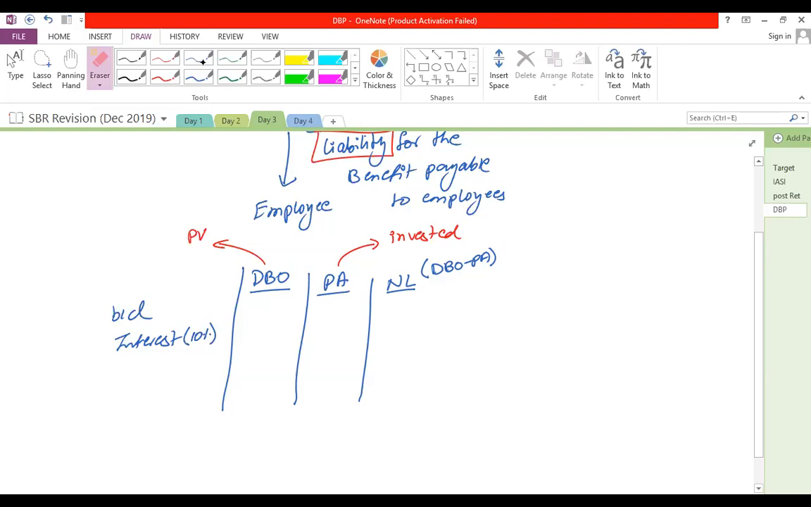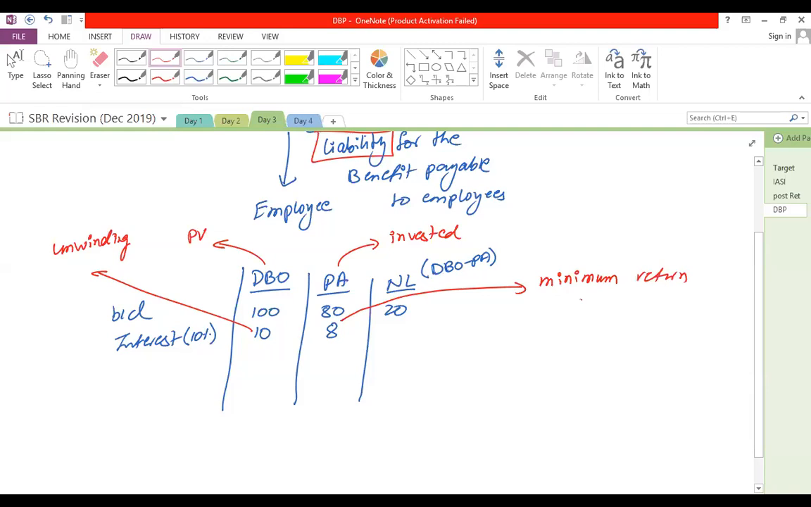So let's suppose the brought down of the DBO was 100, plan asset was 80, so the net liability was 20. So 10% will result in the interest cost of 10 and interest income of 8. So this 10 million is basically unwinding of the present value, while this 8 million we call the minimum interest return, the minimum return required by the company. This represents the return that the company wants to earn. This is not the actual return. The actual return may be higher or lower than this.